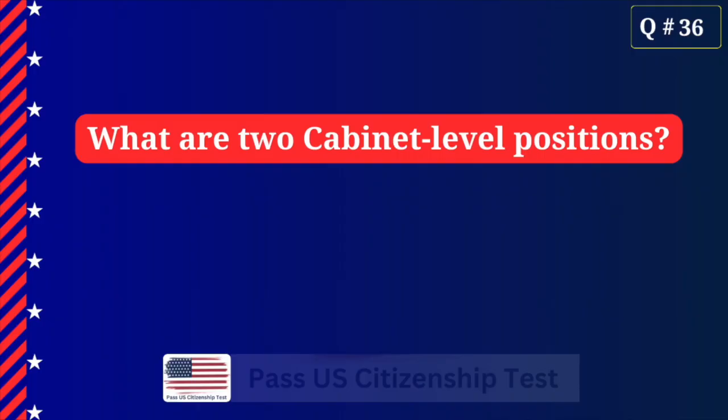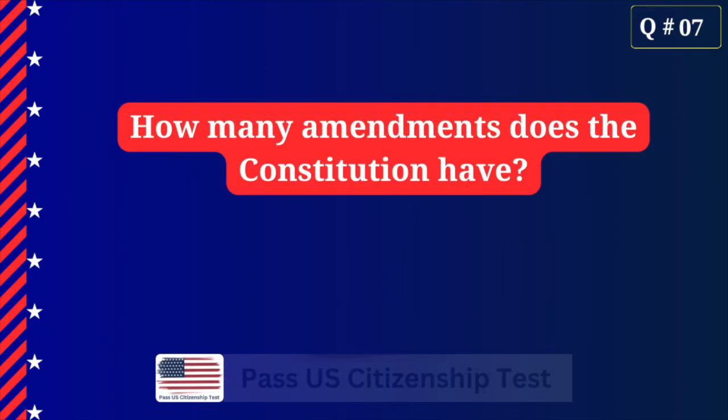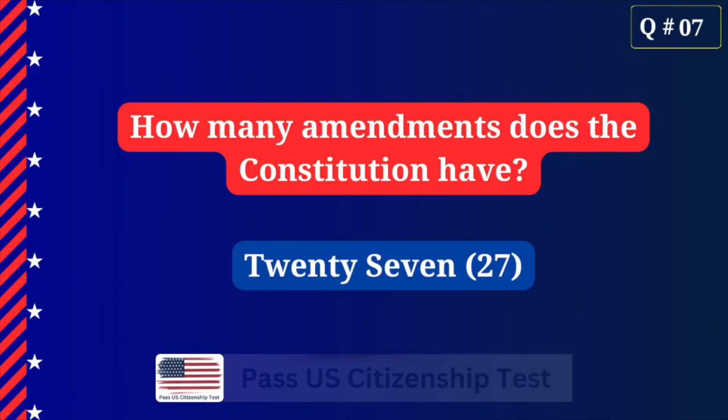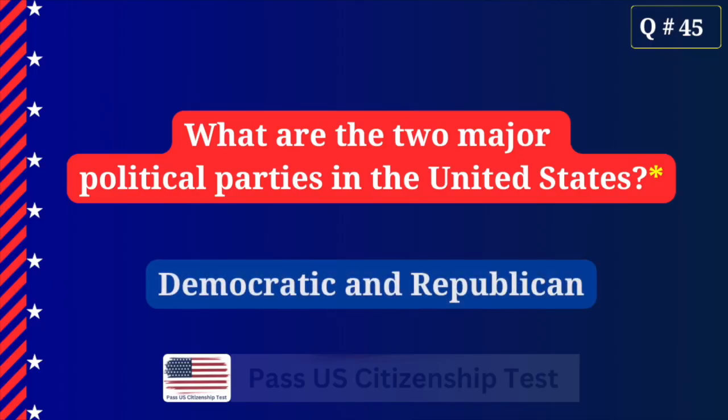What are two cabinet-level positions? Secretary of Defense, Secretary of Education. How many amendments does the Constitution have? 27. What are the two major political parties in the United States? Democratic and Republican.